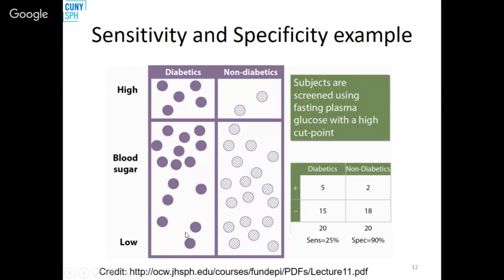So this choice of thresholds, this is part of the intrinsic property of the test. The things that are going to affect these intrinsic properties are how much overlap we have between test values among the positive and negative cases and where we set that threshold.